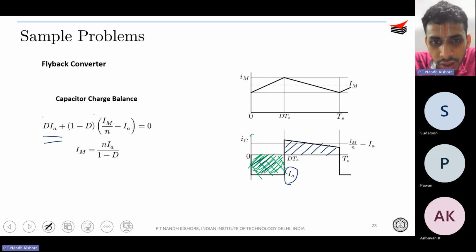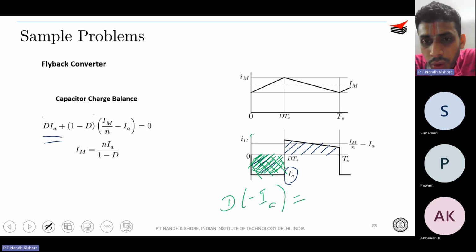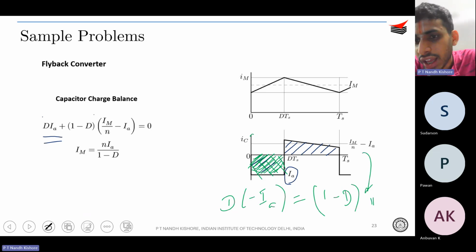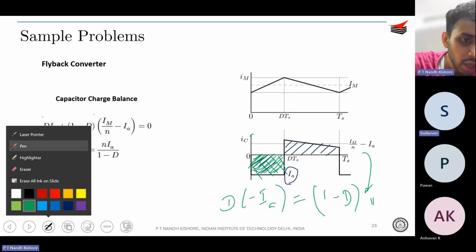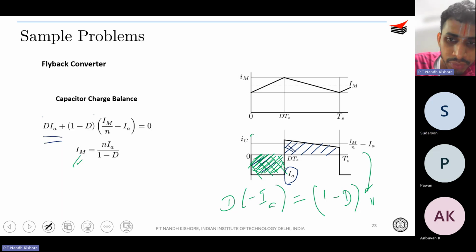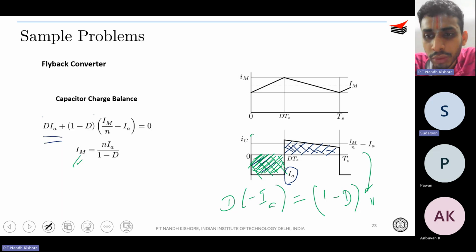So D into IA, that is the negative area, is equal to 1 minus D into minus IA. What happens over here? The area is 1 minus D into this particular current, Im by n minus Ia. You are just supposed to solve this particular thing. You will get what is Im. Got it? So it's your negative area and then you have your positive area. Just equate both of these.